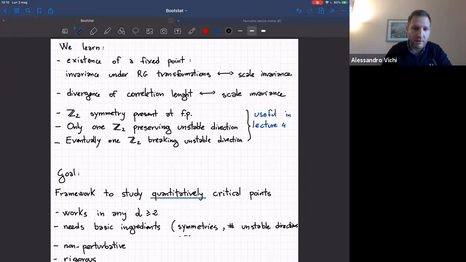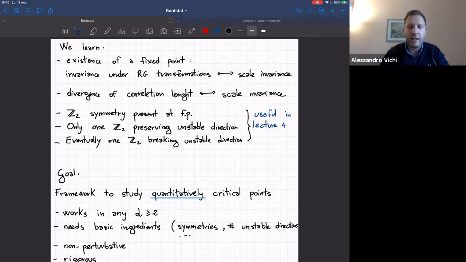And then you can learn also other stuff that will be useful in the last lecture when we will try to deal with this model in a more bootstrappy way. So we'll just list them. There is a Z2 symmetry at the fixed point, which amounts to flipping all the spins. The system is the same.